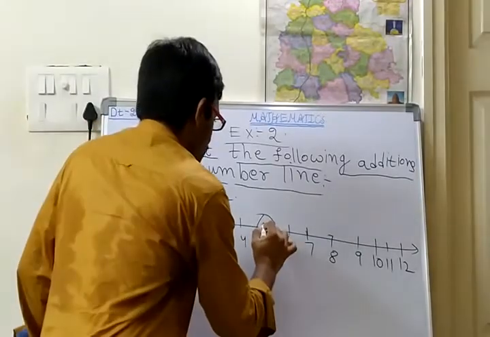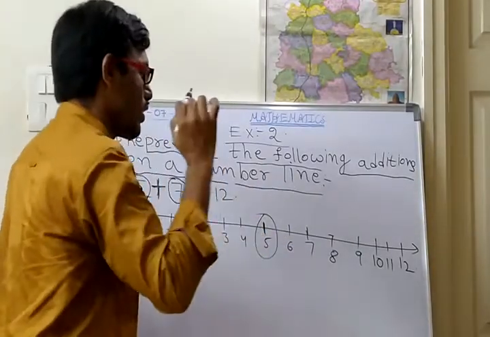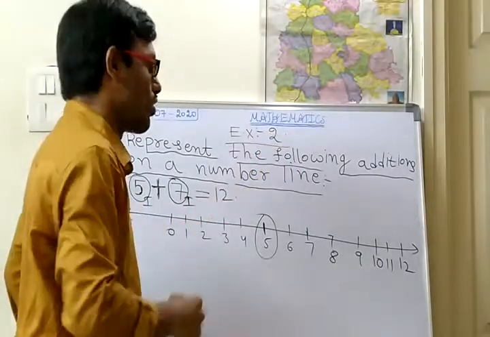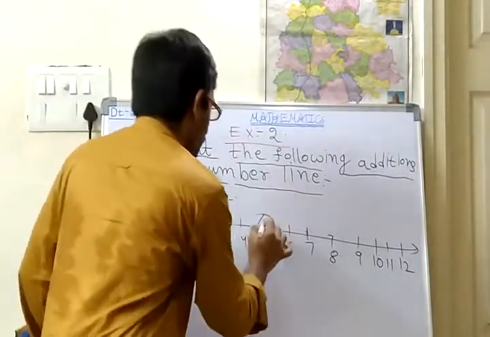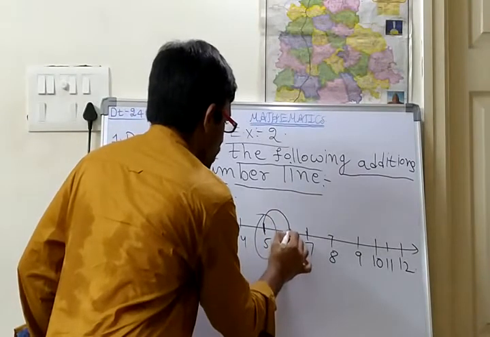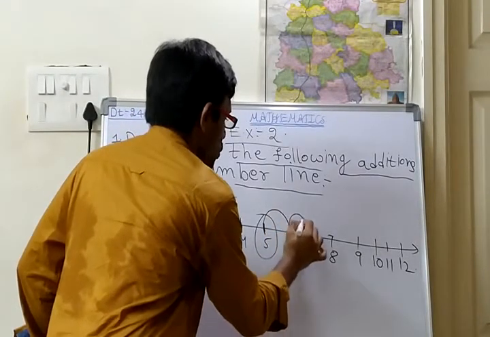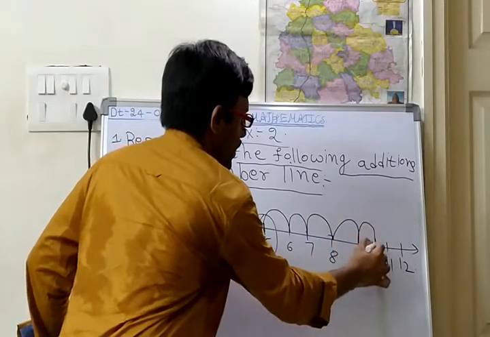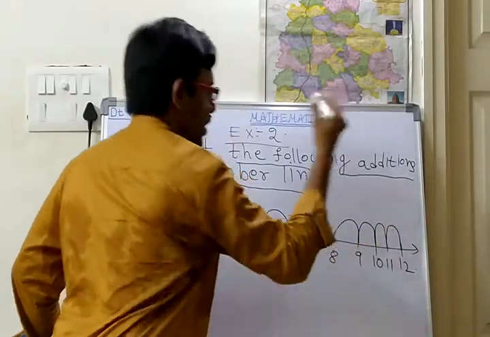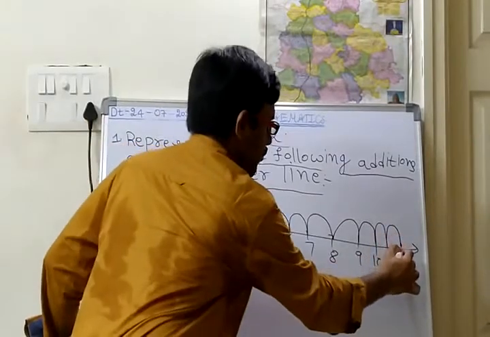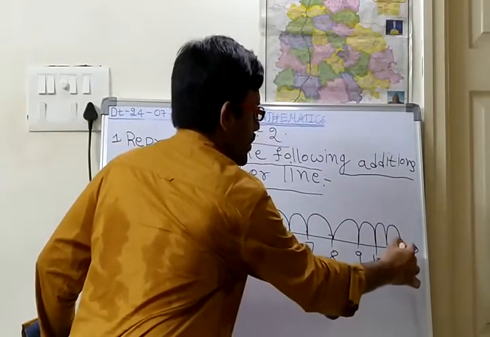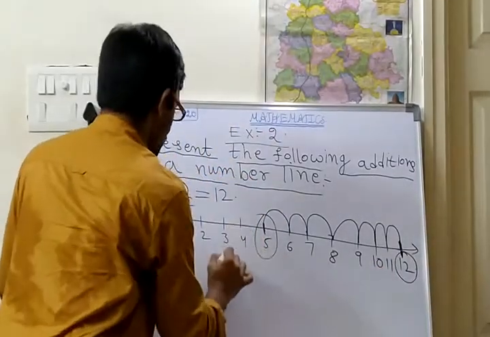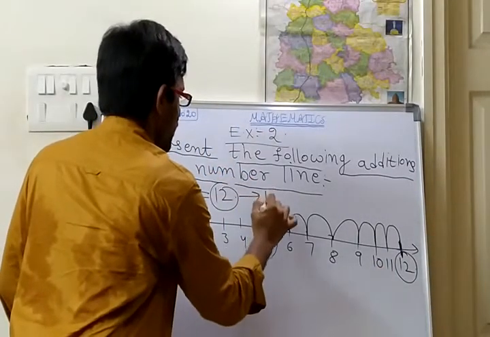Okay. So without skipping, without leaving any number, any integer, we should move on, one by one. So 5 plus 1, 1, 2, 3, 4, 5, 6, 7. So up to 7. Where has the 7 come? On this number. So what is this number? 12. So what is the answer? The answer is 12. The result is 12.